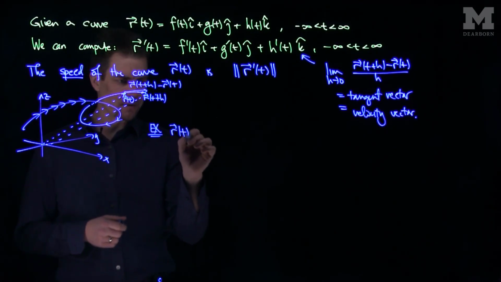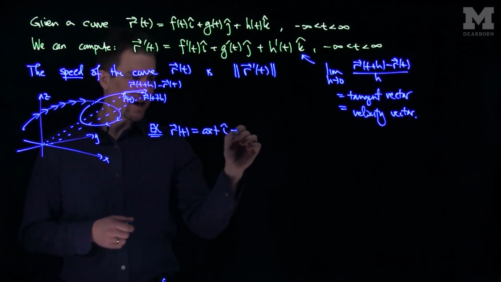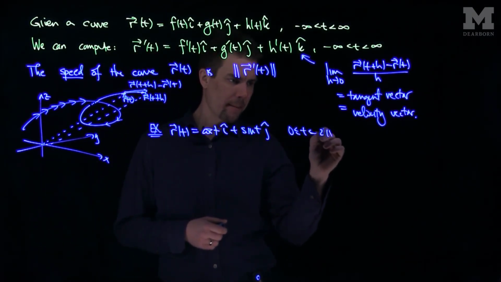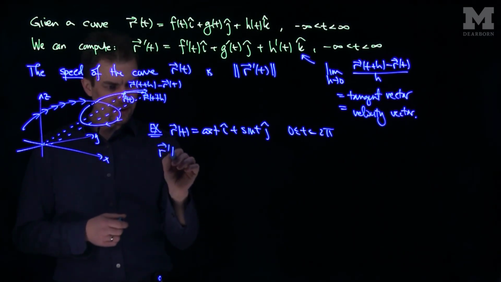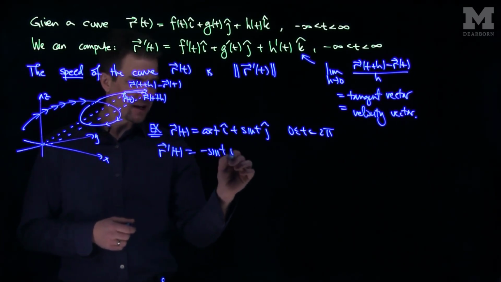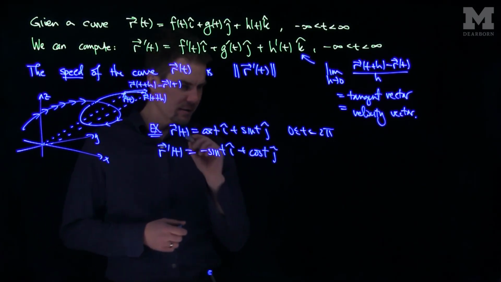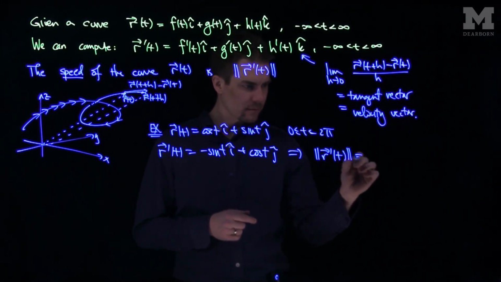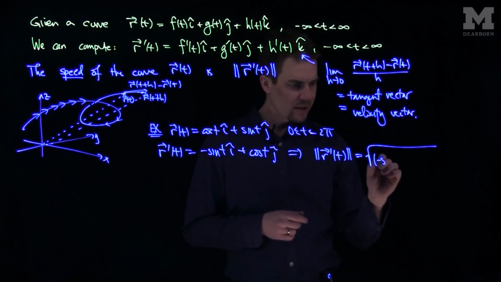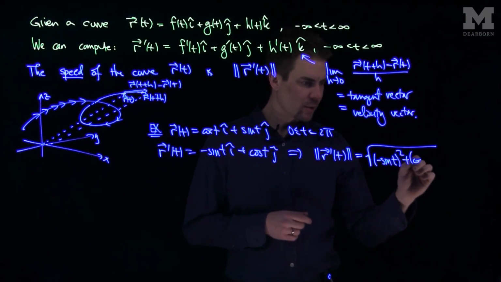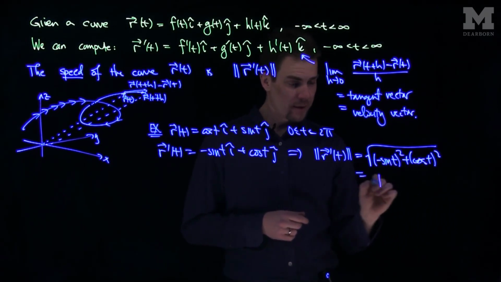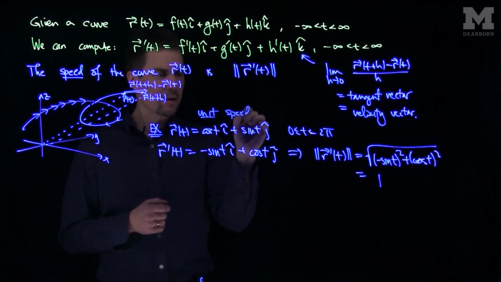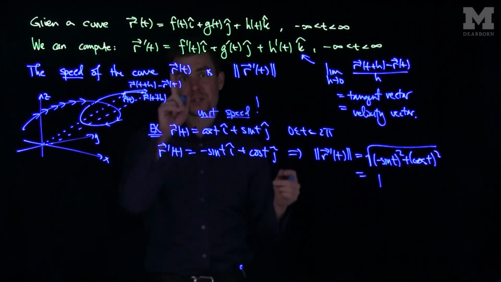For example, if you look at this curve over here, r of t, which is cosine of t i hat plus sine of t j hat for t between 0 and 2 pi, then r prime of t, the derivative of this, will be negative sine of t i hat plus cosine of t j hat. Let's compute the magnitude of this vector. The magnitude of r prime of t is the square root of negative sine squared plus cosine squared, and that's equal to 1. So this curve over here is called a unit speed curve, because the speed of the curve is always equal to 1.